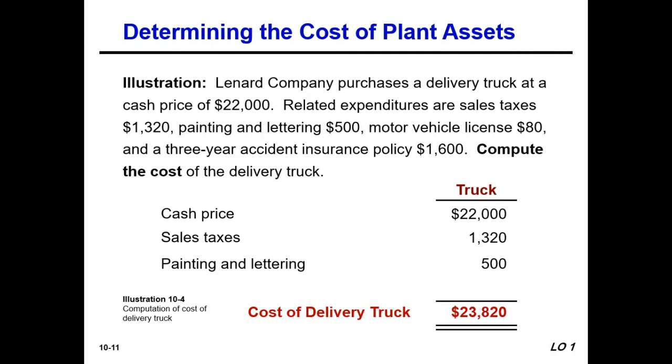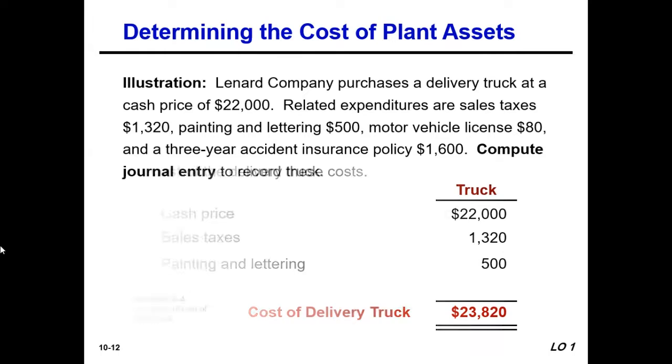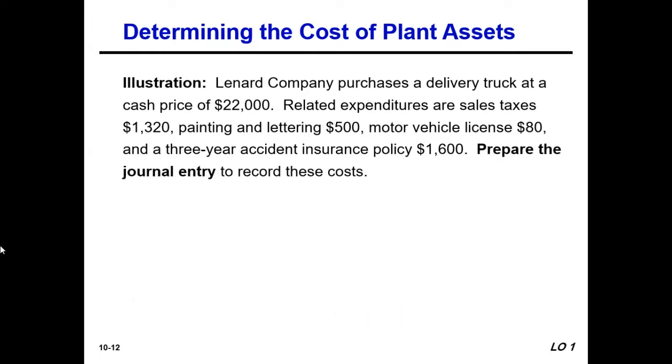Now we will make a journal entry for this one. Now, what will be the journal entry? First you have to calculate the cost. Now you have to make a journal entry. What is the journal entry to record these costs? There is the cost of a truck, which we already calculated, which will be debit. So equipment will be debit. Is it clear? Any question?